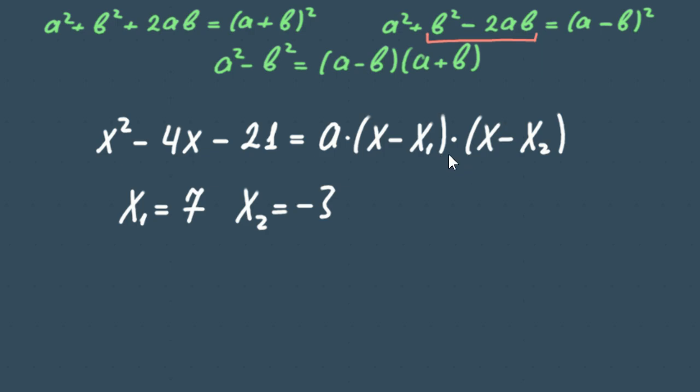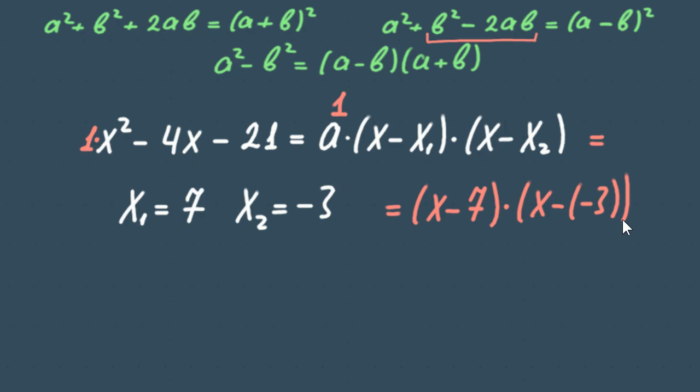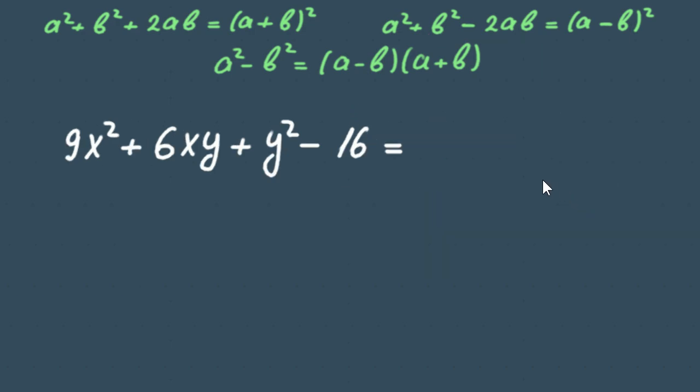x1 and x2 is the solution of the square equation. The coefficient a is the coefficient at x squared. And this is 1. I substitute the numbers. I got the following product of two brackets. Minus and minus. This is a plus. Also, first try to factor this polynomial yourself.